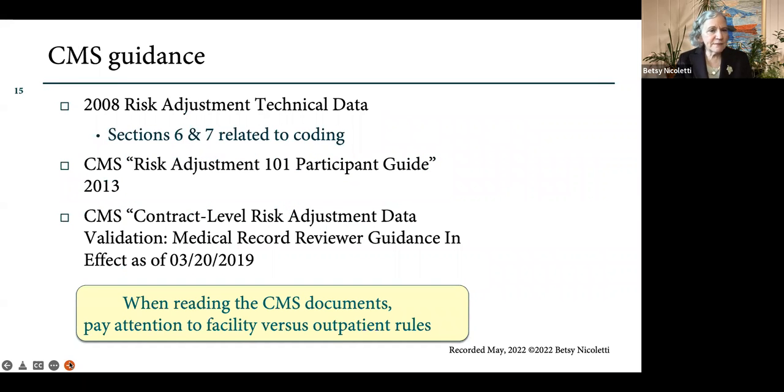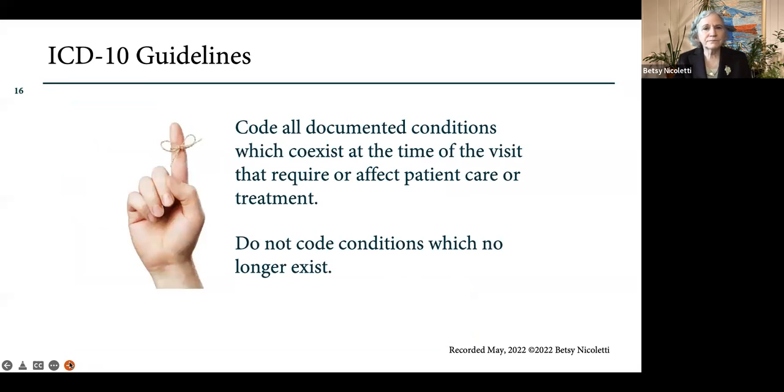When we're looking at CMS guidance, these are 3 citations that you should look up if you're doing risk coding. Pay attention because some of the guidance in these documents is for facility and some is for outpatient services, and make sure you're looking at the right one. If you Google these document titles, you'll find them.